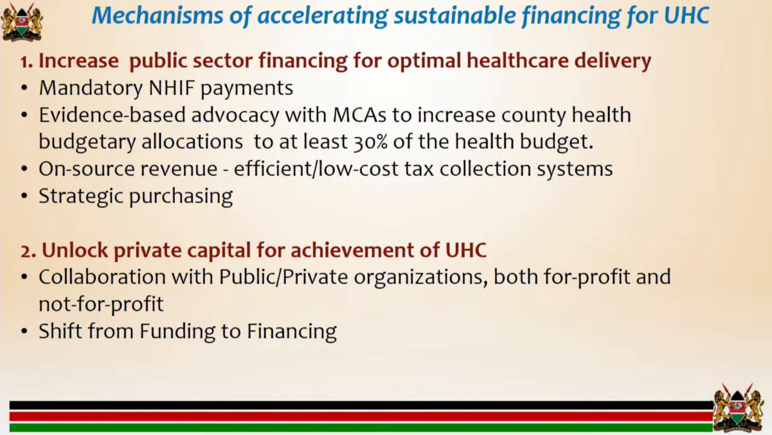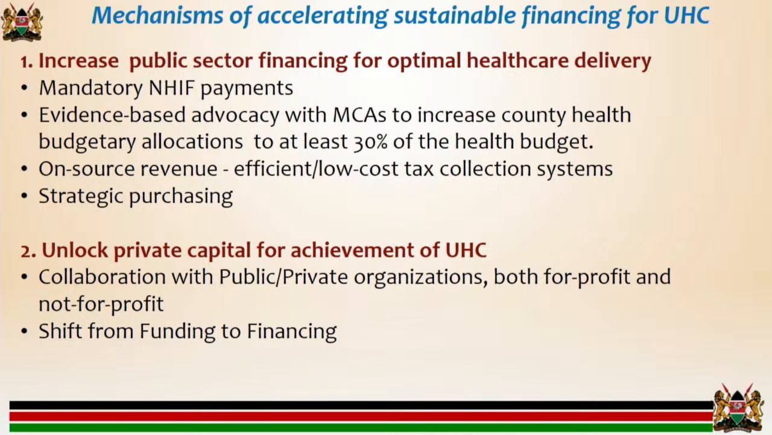Shortly on mechanisms of accelerating sustainable financing, we would like to see an increase in public sector financing, and that would be through mandatory NHIF payments. It would be based on advocacy with the MCAs, that is with yourselves, to increase county health budgetary allocations to at least 30% of the health budget. Then there would be optimizing own-source revenue, and strategic purchasing to reduce procurement costs.